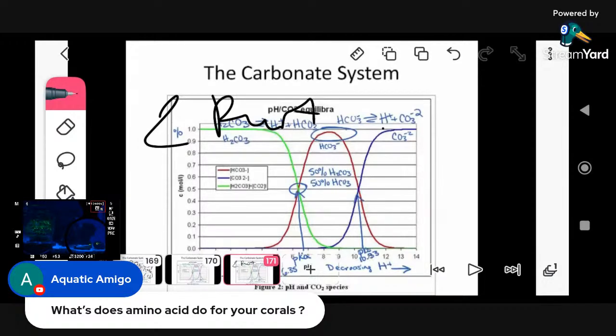The amino acid that I use, I don't have to refrigerate. That one doesn't spoil as easily, or I don't know what it's made out of, but for whatever reason you don't need to refrigerate that amino acid. But the AB Plus, because I know it's real biological stuff, you have to refrigerate. So that's the difference between amino acids and what they do for your corals. What they do is help them color up and heal.